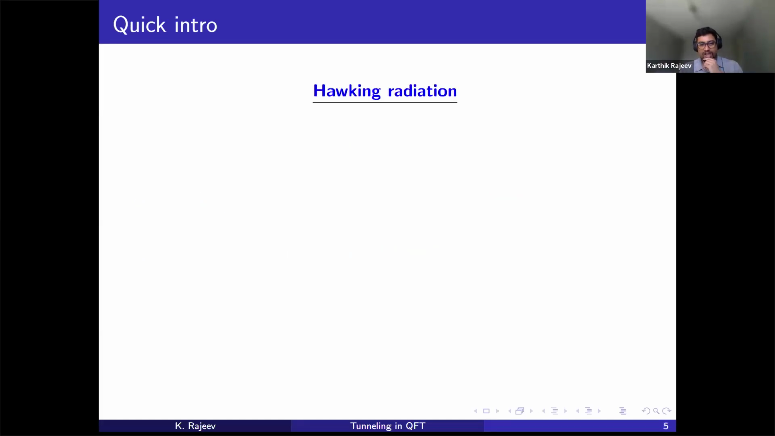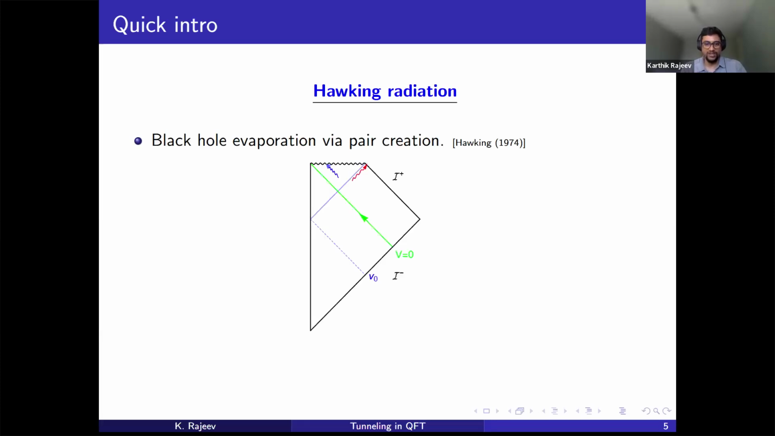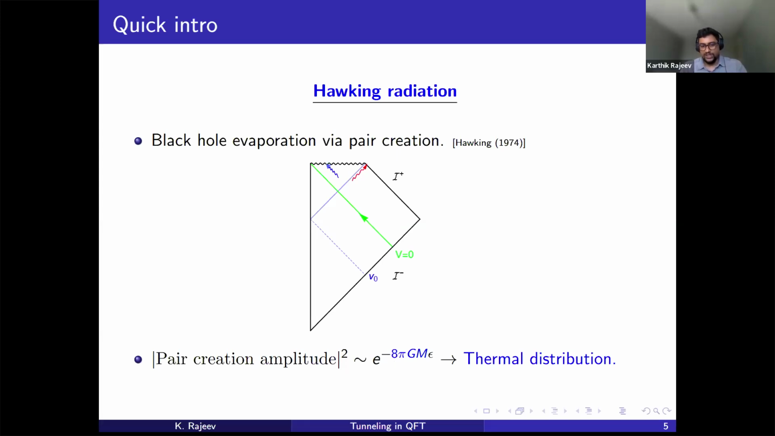If you look at Hawking radiation, of course, as I described, it is black hole evaporation by pair creation. There, if you look at the pair creation amplitude or pair creation probability when you square it, it takes this exponential thermal-like structure, where capital M is the mass of the black hole, and epsilon is the energy of the particle produced. So again, you have this exponential form, which you might expect has something to do with a tunneling amplitude.